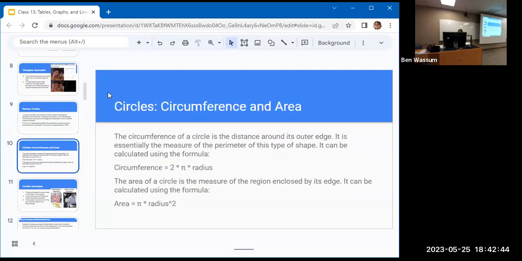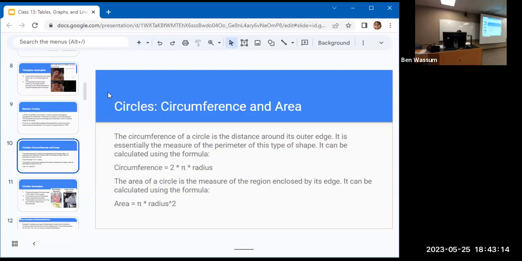Now, when it comes to circles, we have a couple of things that we can find. We can find the circumference and we can find the area. The circumference is essentially the measure of its perimeter. It's the measurement around the outside of the circle. And the area is, of course, the measure of the enclosed area in a circle.